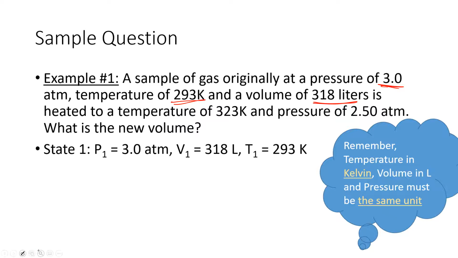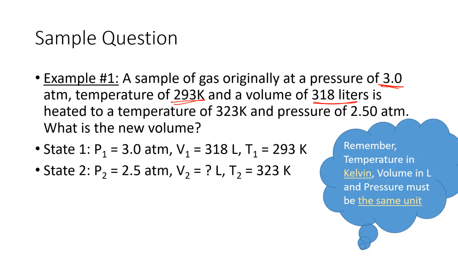And then P2, therefore, would be 2.5 atmospheres. V is what we're looking for, right? It says what is the new volume. Here's the temperature, here's the pressure. So that's your P2, that's your T2. And then you're going to put that into that equation.